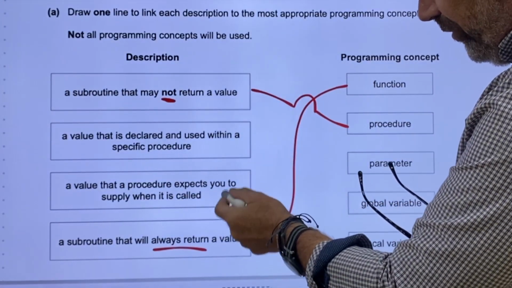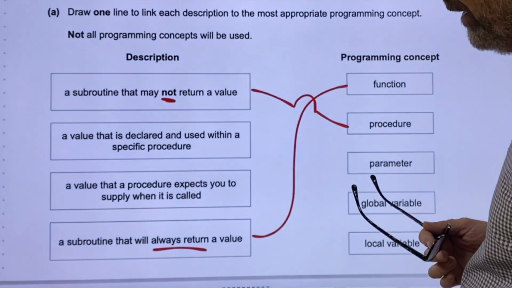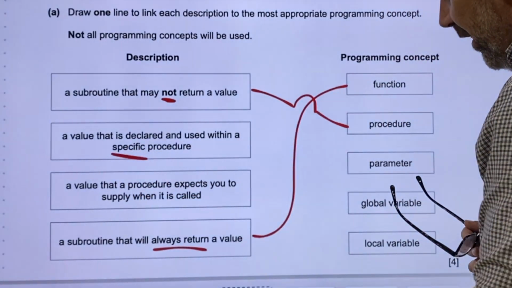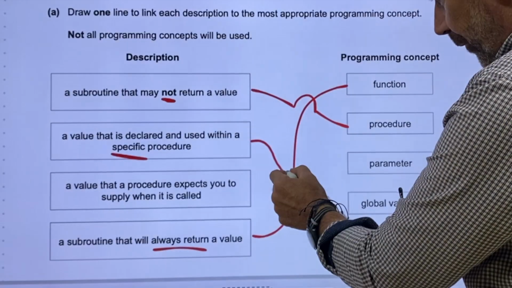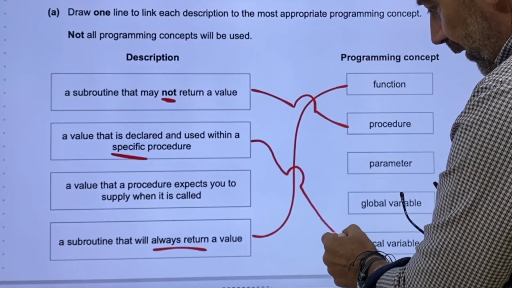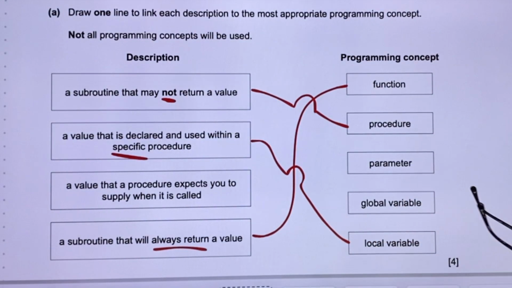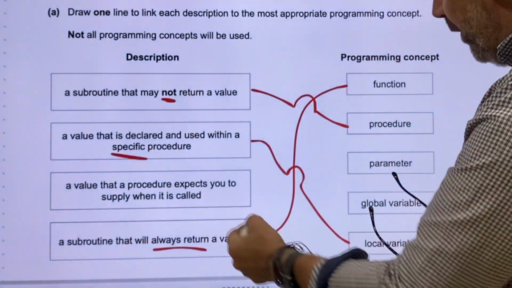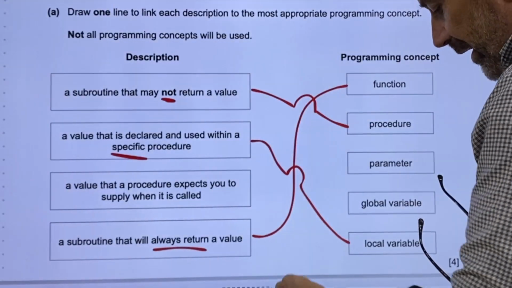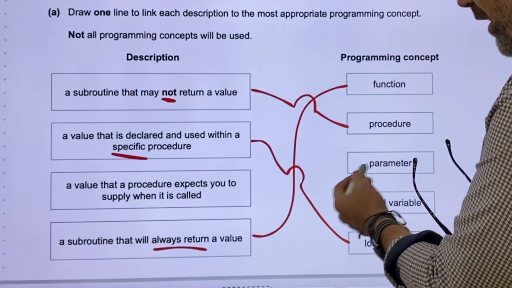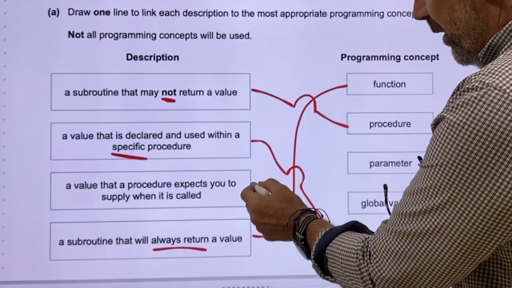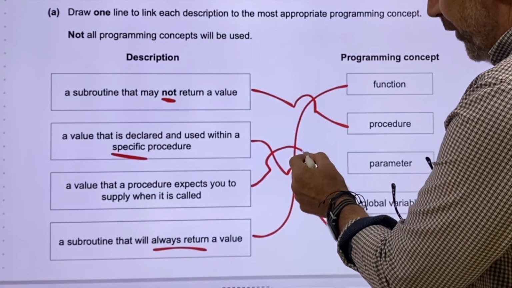And then we've got these 2 others. A value that is declared and used within a specific procedure, keyword there, specific procedure, that would be a local variable. And then finally, a value that a procedure expects you to supply when it is called. Well, that's obviously not a global variable, it's going to be a parameter. Realistically, we could have done these in a separate colour.